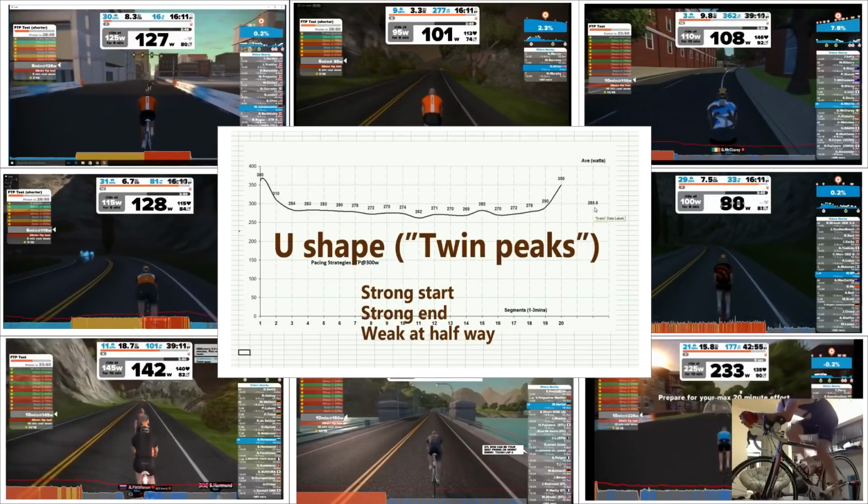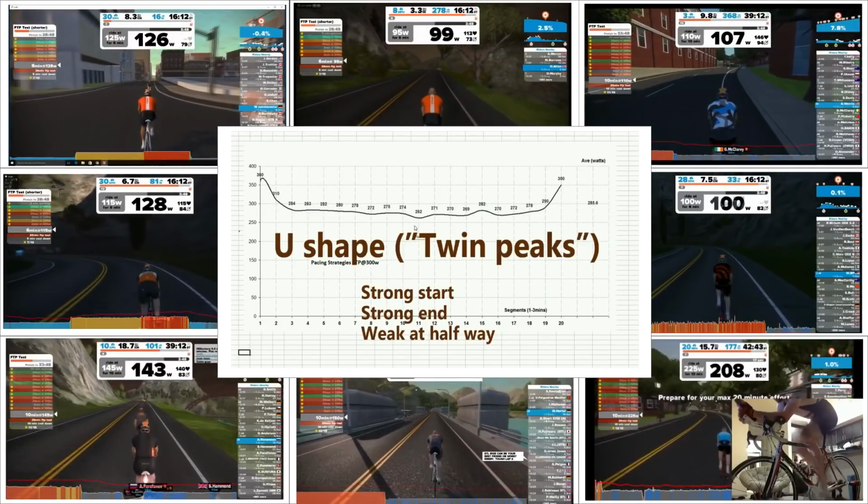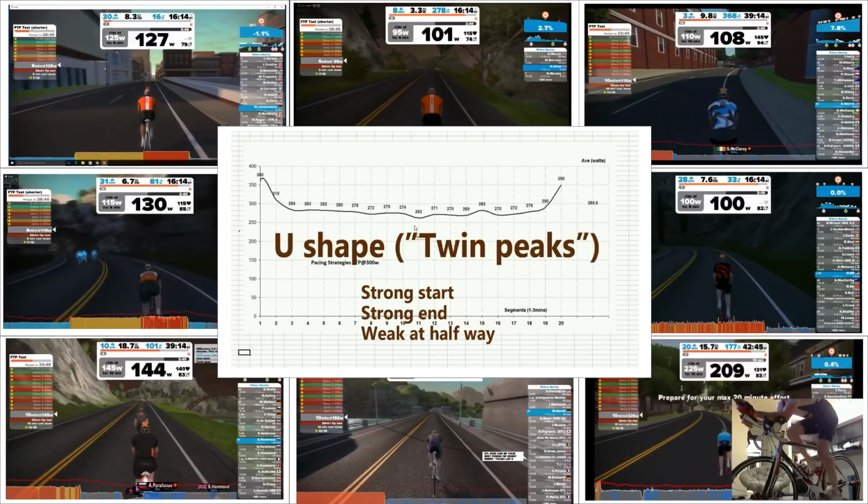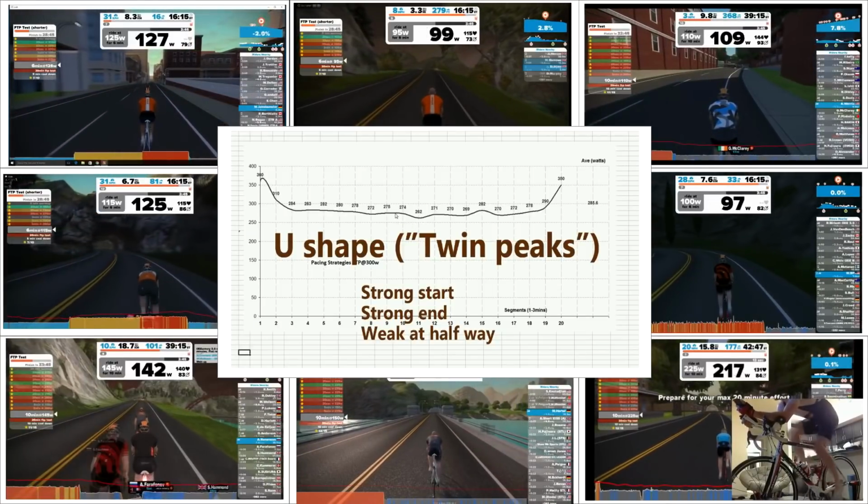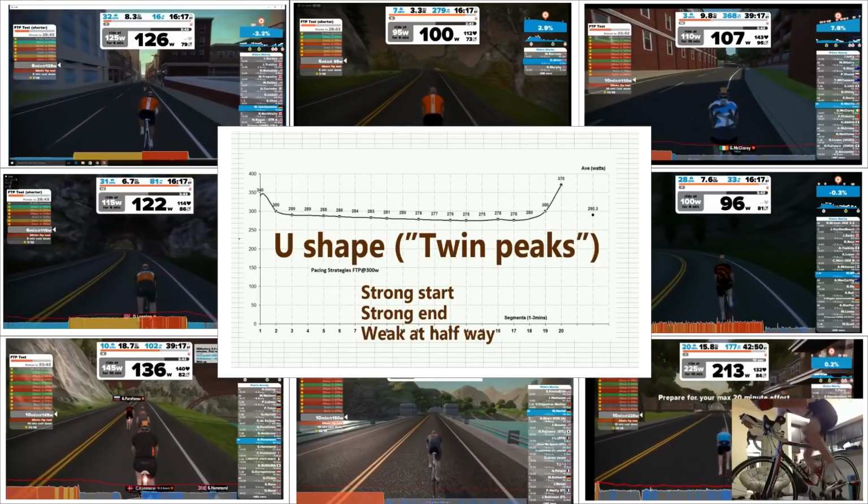It's derived an average watts here of around about 285, 286. So it's not a terrible strategy. It's like a mid-pack strategy, to be honest. But perhaps we can do better than this. So let's look at the next strategy.